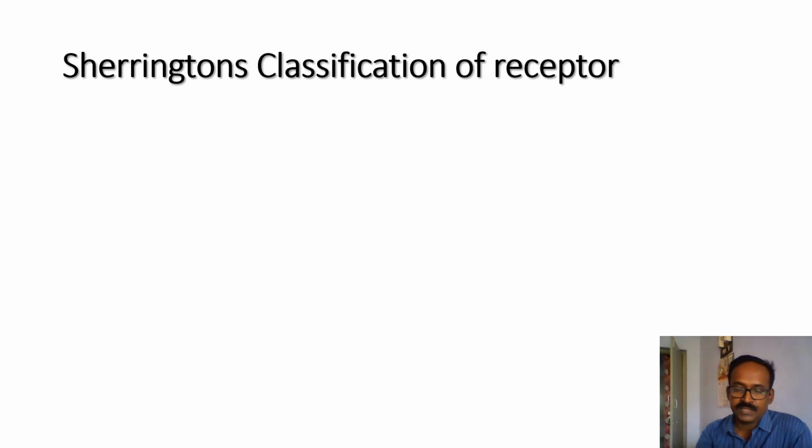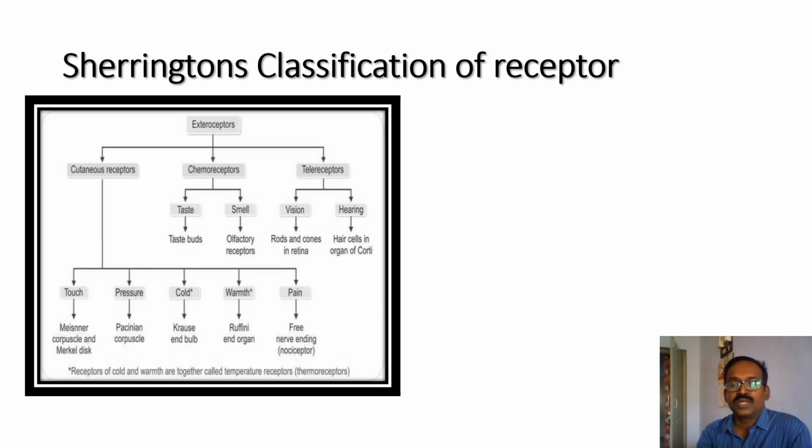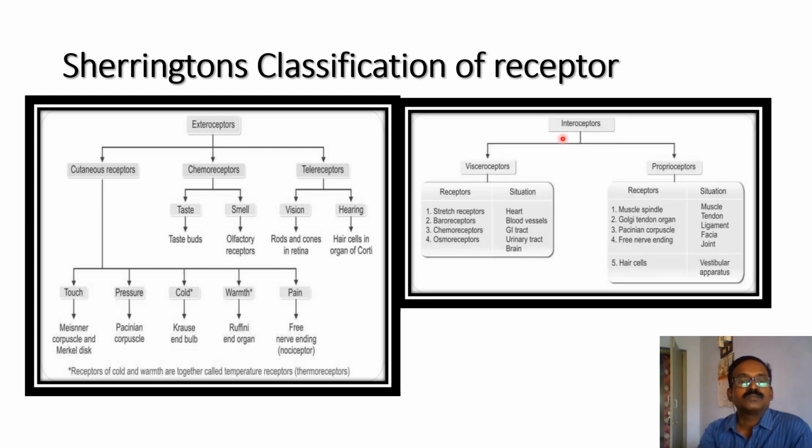Sherrington's classification of receptors depends on the stimuli. Stimuli from outside the body are sensed by exteroceptors, and stimuli from inside the body are sensed by interoceptors. Exteroceptors are again divided into cutaneous receptors for external stimuli, and chemoreceptors. Chemoreceptors are receptors that respond to chemical stimuli.